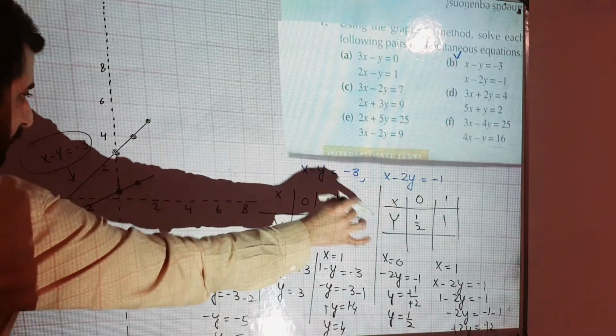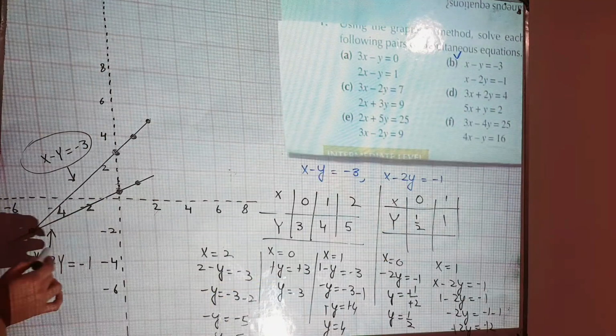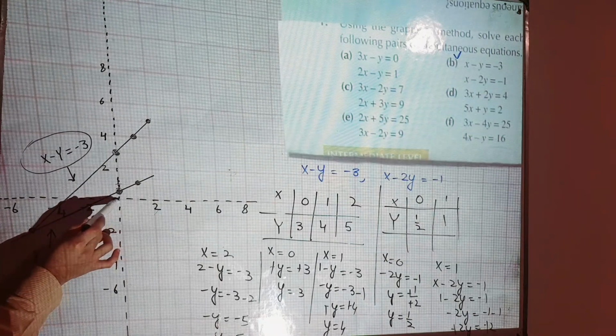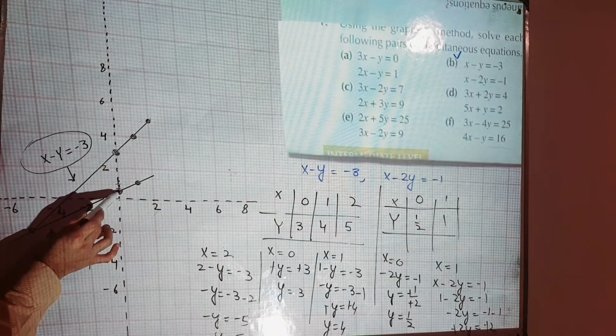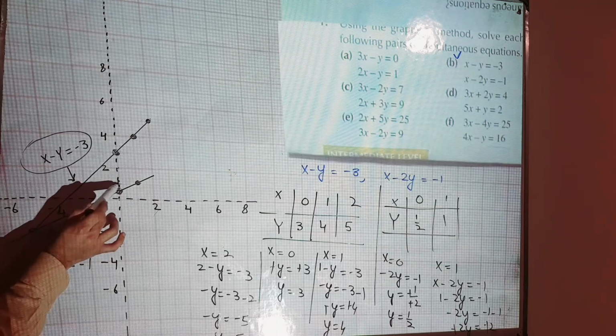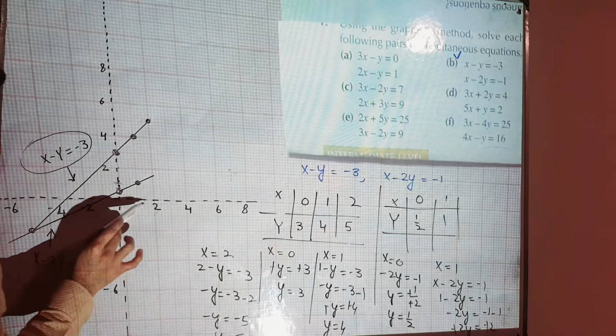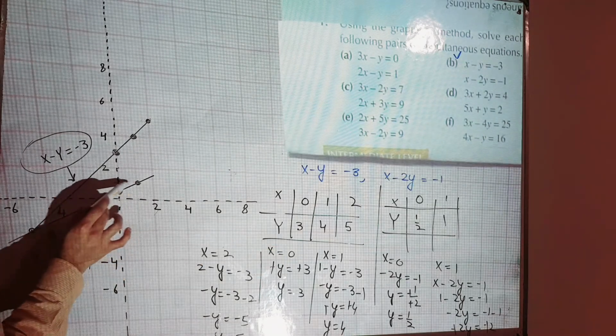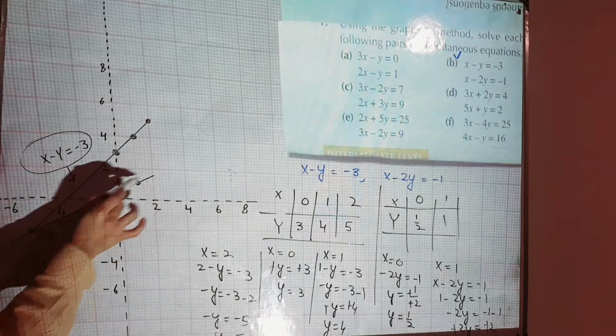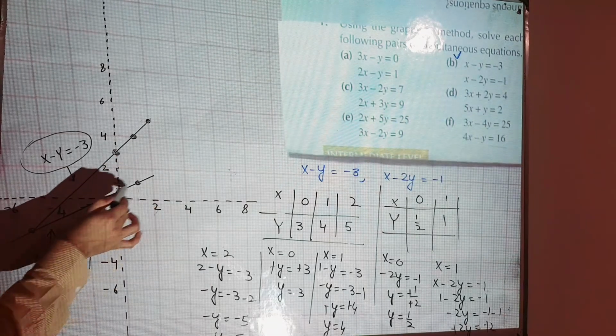Now for the second equation, when x is 0, y is 1 by 2. This is 1 by 2. When x is 1, y is 1. Now 2 points are enough to make a line, so join them.